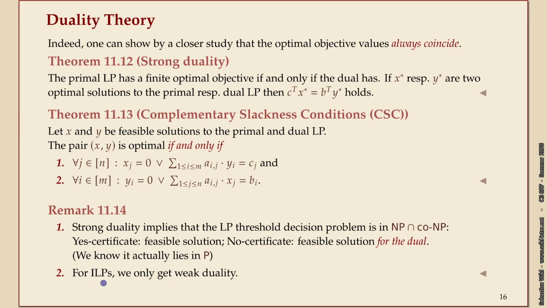For the integer linear programs, much of what's on this current slide breaks down, but the weak duality you can still rescue. That stays valid, and you can dualize integer linear programs in just the same way, using the idea of lower bounding the objective value.